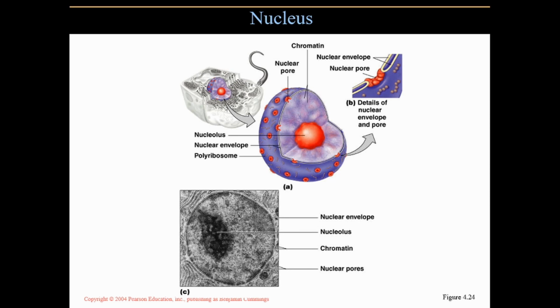Chromatin is found within there. Chromatin is just disorganized DNA and protein. It's like a protein nucleic acid soup that is within the nucleus. Chromatin will coil up and form chromosomes during the process of mitosis and meiosis. And then there are nuclear pores that allow things to get into and out of the nucleus.